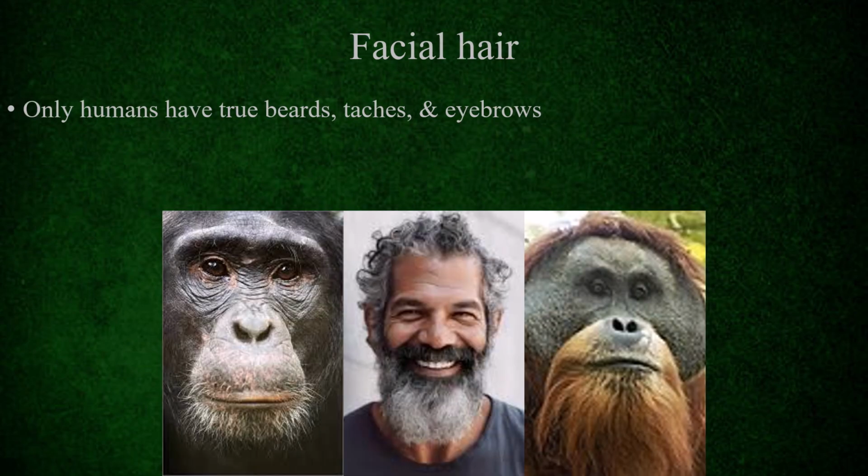When it comes to facial hair, only humans really have true beards, mustaches, and eyebrows. As you can tell from the picture of the human in the middle and the chimp on the left and orangutan on the right. And as you can see, out of those two apes, the orangutan actually is much closer to having true facial hair, and yet the chimp to the left is supposed to be much more closely related to us than the orangutan.